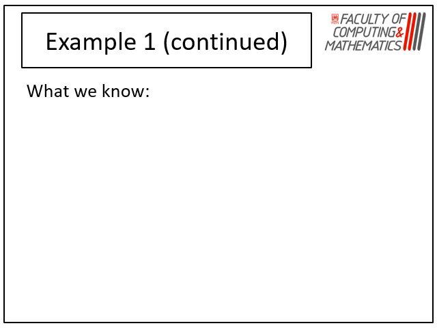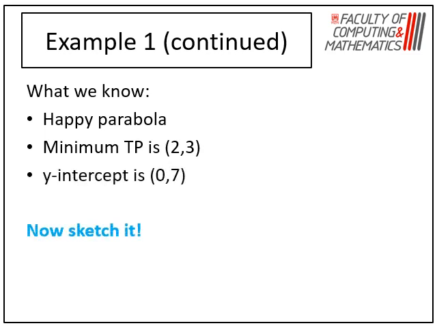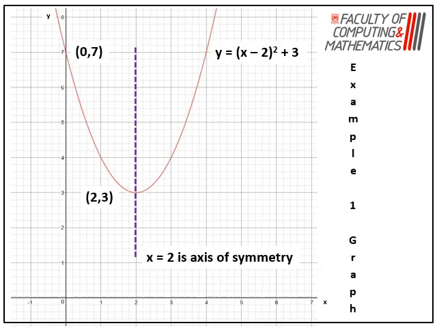Now, all the information that we've got: we know it's a happy parabola, because it's a positive x squared. You know that your minimum turning point is (2, 3). You know the y-intercept is (0, 7). All you have to do now is sketch it. Draw the x and y-axis, and draw the shape of your parabola in, which you know is happy. Make sure, please, that you annotate. So we've got our happy graph, x and y-axis as normal, labelled. You've got your y-intercept at (0, 7), your minimum turning point at (2, 3), and you know that x equals 2 is your axis of symmetry.